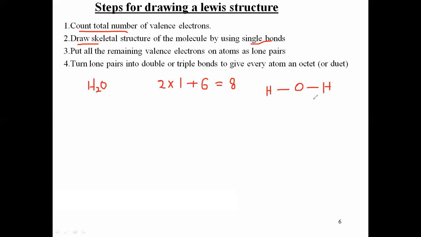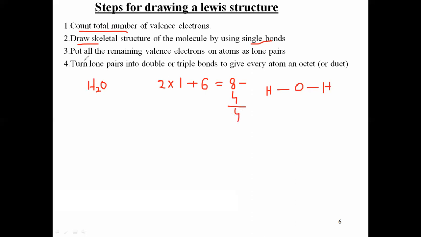Okay, only single bonds. For drawing a single bond, I used 2 electrons. So 2 bonds means a total of 4 electrons, which I already used. So I'm subtracting those 4 electrons from these 8 electrons. I was having 8 electrons with me. Now I used 4 electrons, so the remaining electrons are only 4.